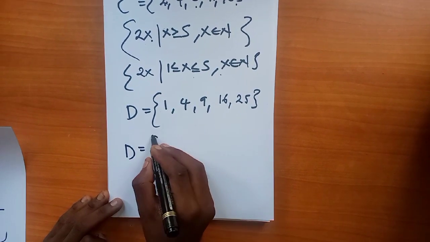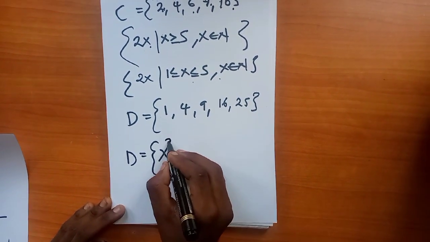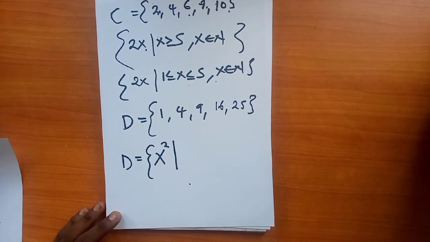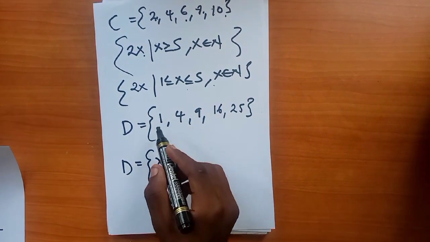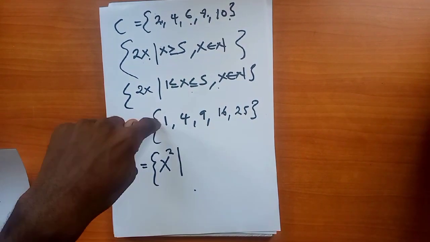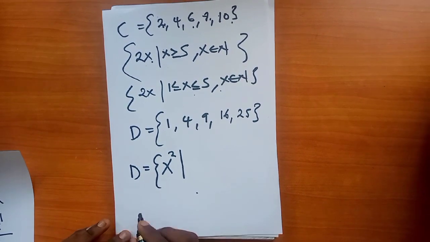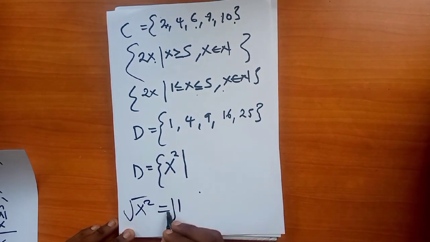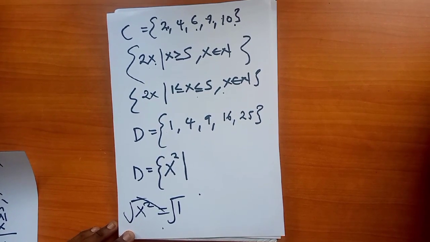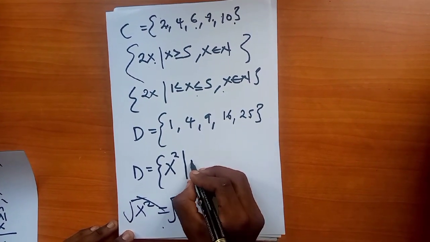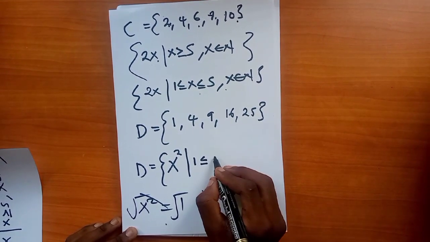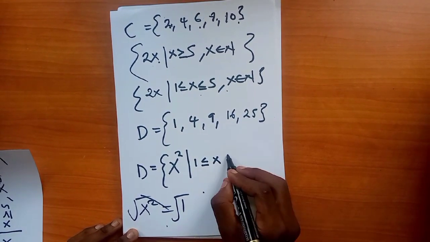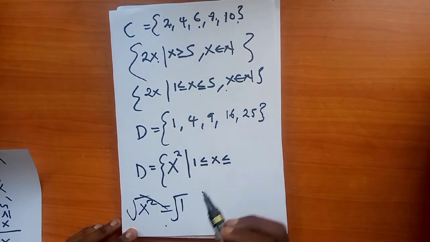So D is going to be equal to x squared such that... well, if you've got a square there, what do you think you're going to do? You're simply going to equate x squared to 1. You introduce the roots this side. What is the root of 1? It's simply 1. So 1 should be less than or equal to x. Then here we're also going to have less than or equal to x. You also equate it to the last part.